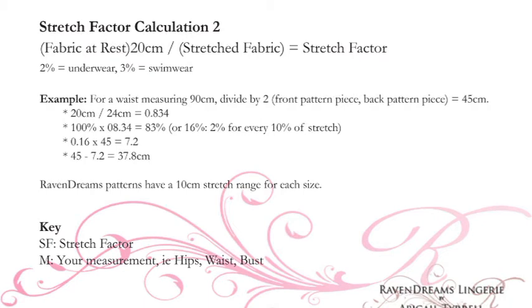So 45, which is half your waist measurement, minus 7.2 equals 37.8 centimeters. The first calculation results were 37.53 centimeters. This calculation result is also 37.8 centimeters. So it's not that far off. They pretty much do the same thing.